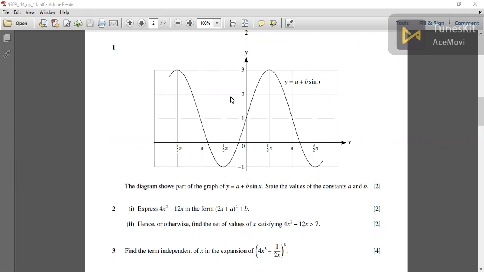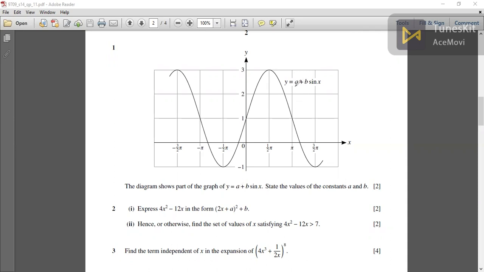So let us start from number one. We can see that we have a graph of the trigonometry function a plus b sine x. First, we have to know what A is and what B is.